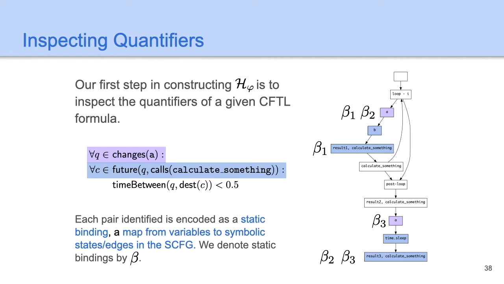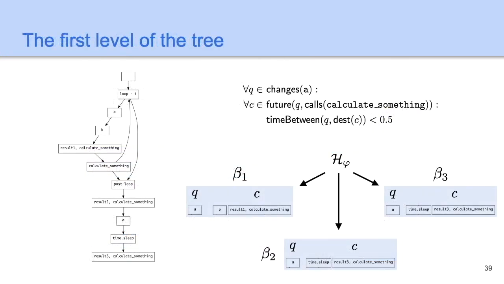Finally, we denote each of these static bindings by beta, and highlight on the symbolic control flow graph on the right here a subset of the static bindings that would be derived with respect to this specification. And now that we've defined static bindings, we can introduce the first level of the tree H5. In particular, this level of the tree consists of the static bindings derived.